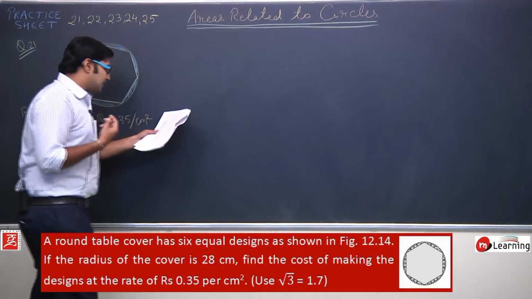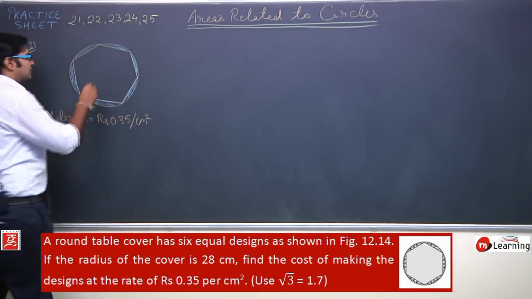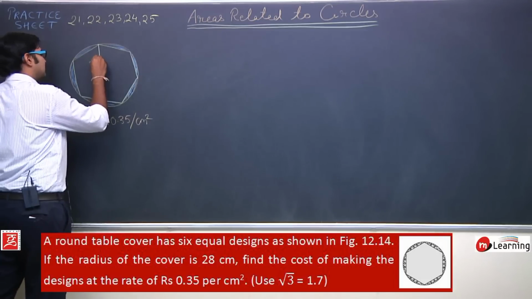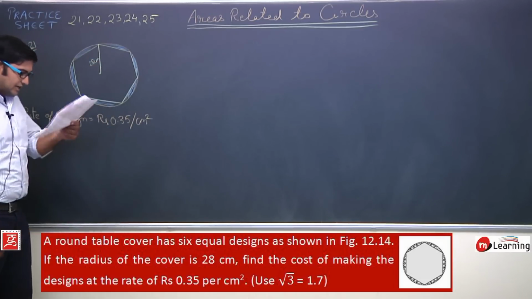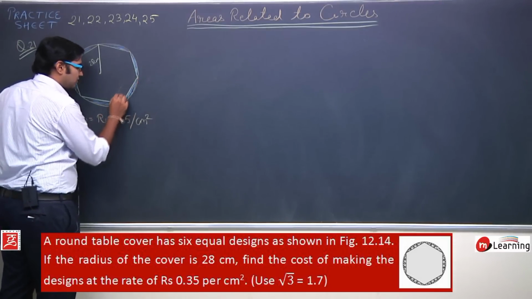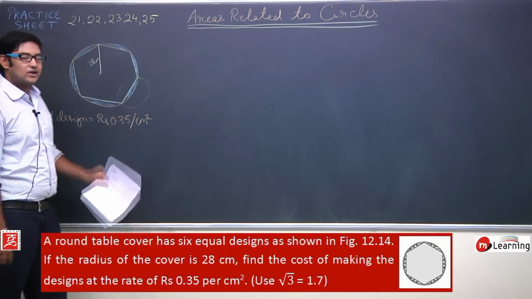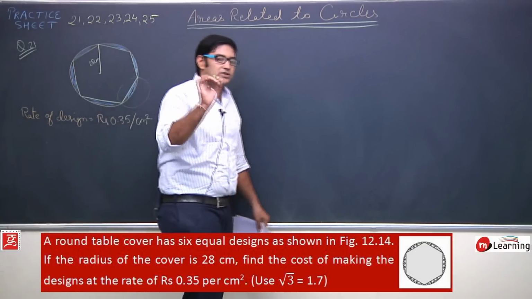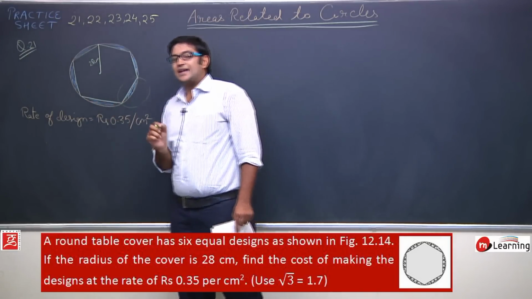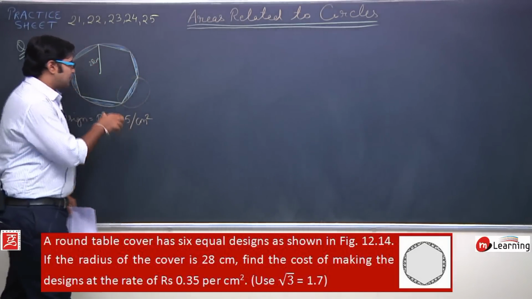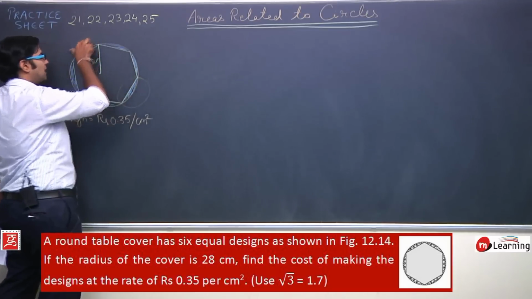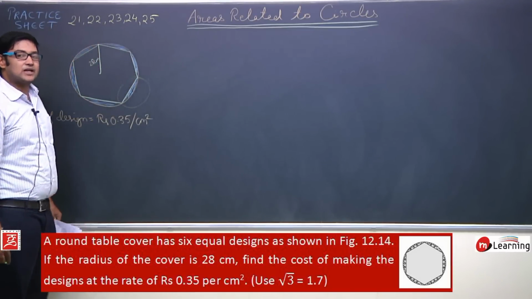Okay, so what it says is the radius of this round table is 28 centimeter. Now just think about how to calculate the area of this design. If you carefully look at this design, the part in which this design is made looks like a segment. ये हमें एक segment के जैसा दिख रहा है. ऐसे 1, 2, 3, 4, 5 और 6 segments बन रहे हैं.